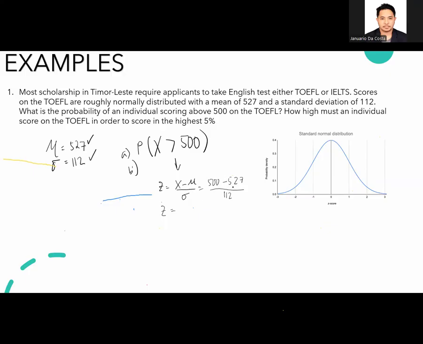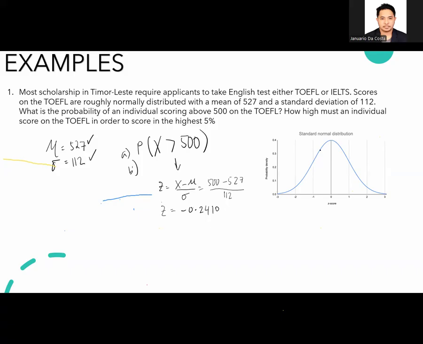Okay, yeah. So what is the z value here for 500 minus 527 divided by 112? It's negative 0.24. Give me one more decimal value. Negative 0.2410, like this? Yes. Okay, thank you. So now you have z equals negative 0.2410.